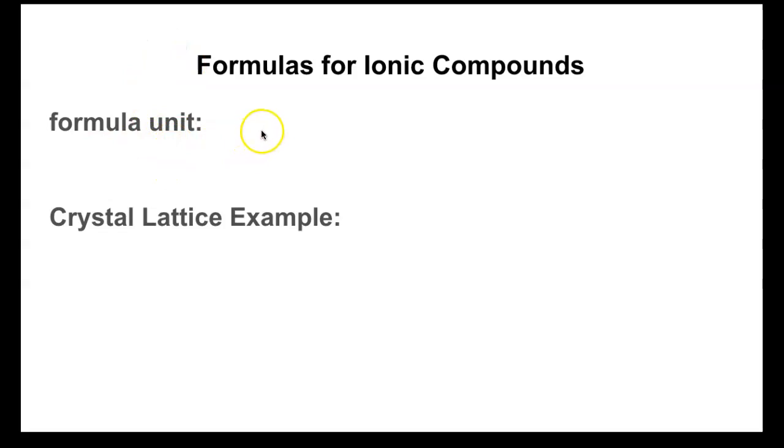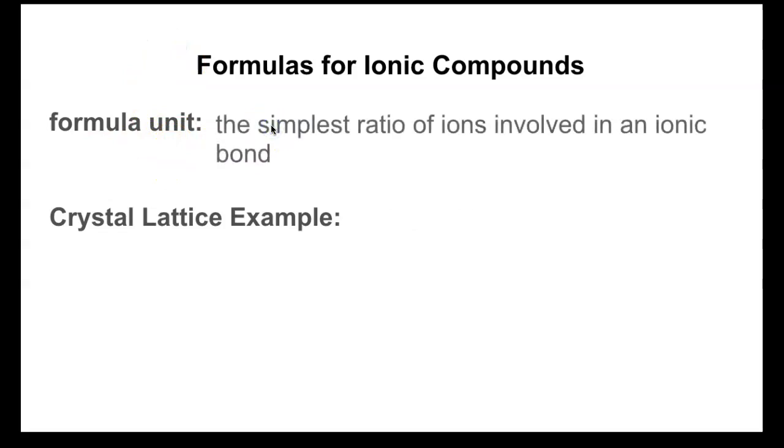Okay, so here we have a formula unit, and I'm just going to put up the definition. The definition is the simplest ratio of ions involved in an ionic bond. What a formula unit basically is, it's you writing the formula for an ionic compound. When ionic compounds form, they form something called the crystal lattice, and you're probably going to want to put this example in your notes. But a crystal lattice would look something like this.